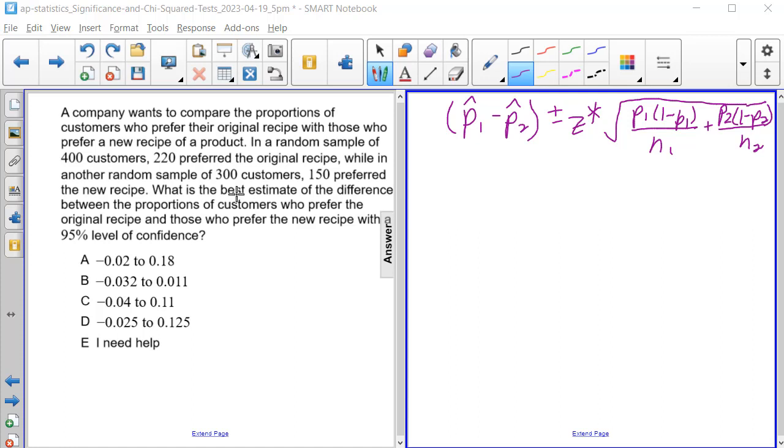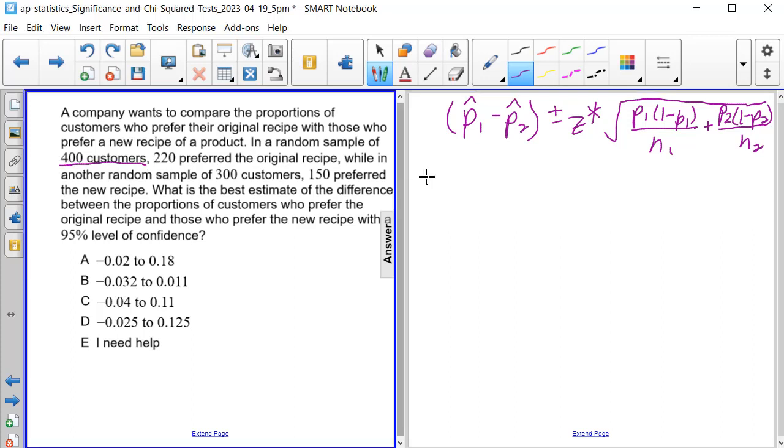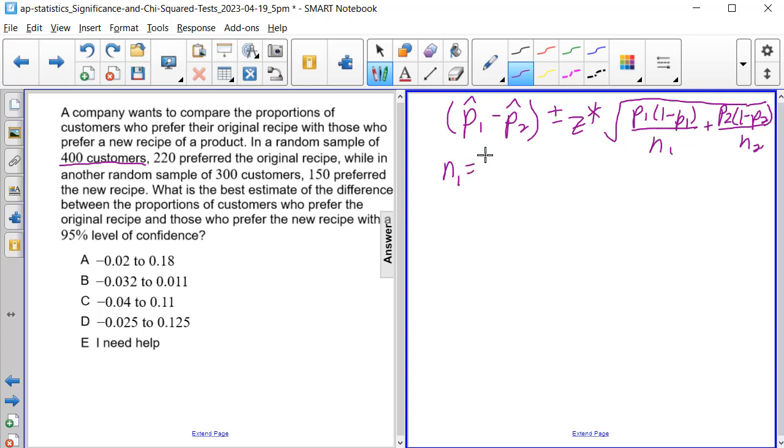So now let's look at the problem and determine the key values that we need to use our formula. Well, we have the random sample of 400 customers, so that's our n1 value. We know that 220 preferred the original recipe. That will make p1 hat, which is equivalent to p1, become 220 divided by 400. And this ends up reducing to 22/40ths or 11/20ths, which is 55% or 55/100ths as a decimal.